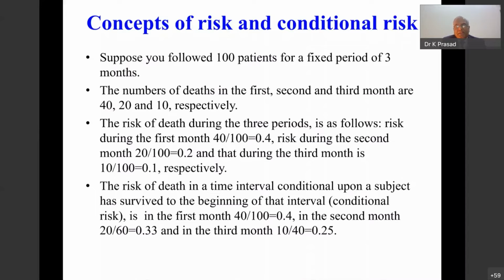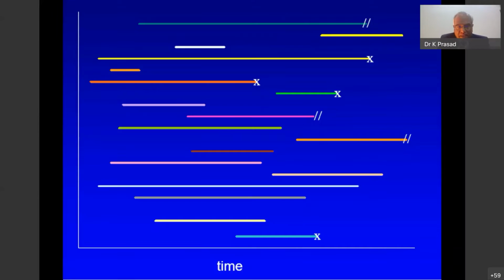So again, to repeat, risk was 40% in the first month, and also the same in conditional risk. But risk was 20% in the second month, but 33% if you take conditional risk. Risk was 10% in the third month, but conditional risk was 25%. So that is the difference. The denominator is different.